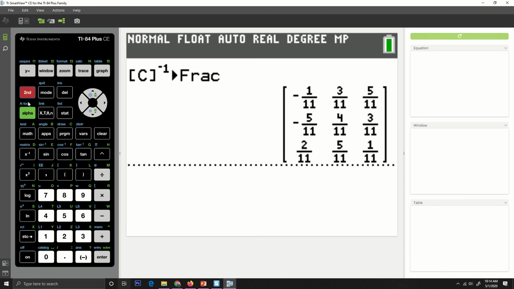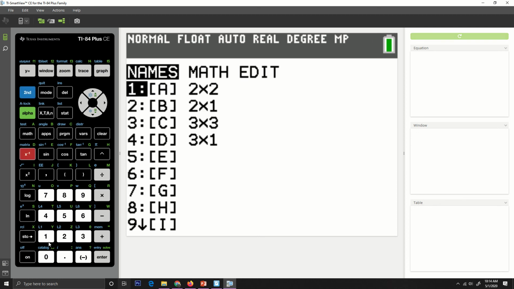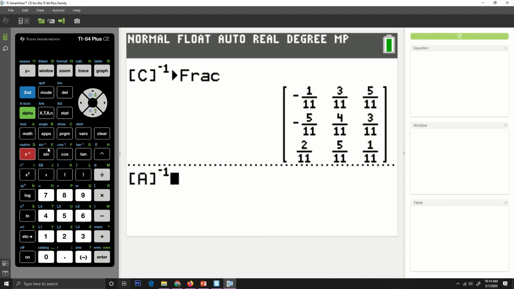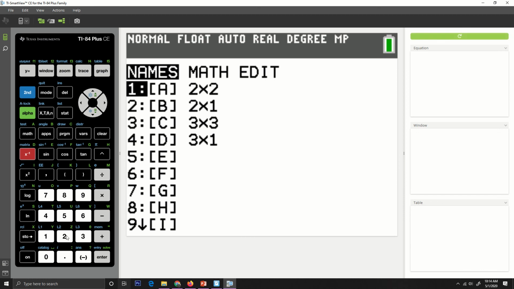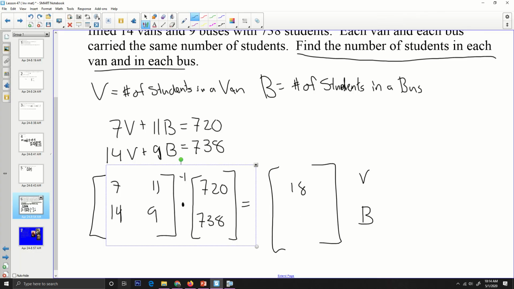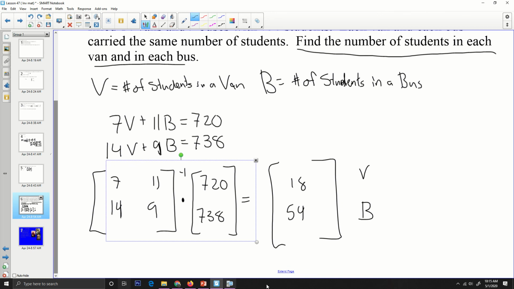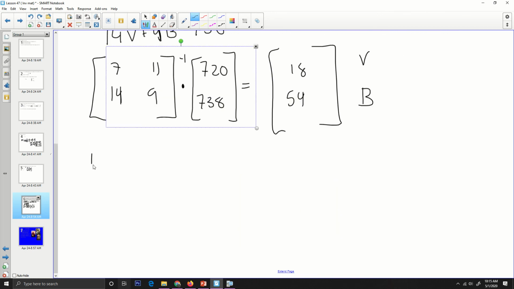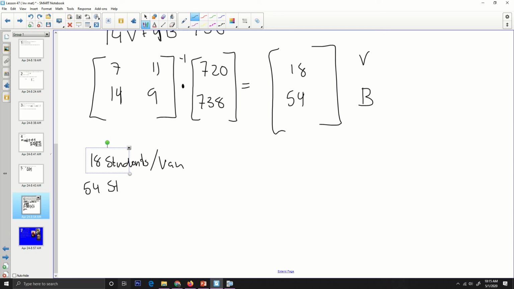Okay, we're going to quit. We want to do second matrix. We're going to stay in names because we want to bring that up. We want the inverse of that. And then second matrix, we'll hit 2. We'll hit enter. And so it looks like we got 18 and 54. That's a pretty big stinking van. So 18 students per van and 54 students per bus.